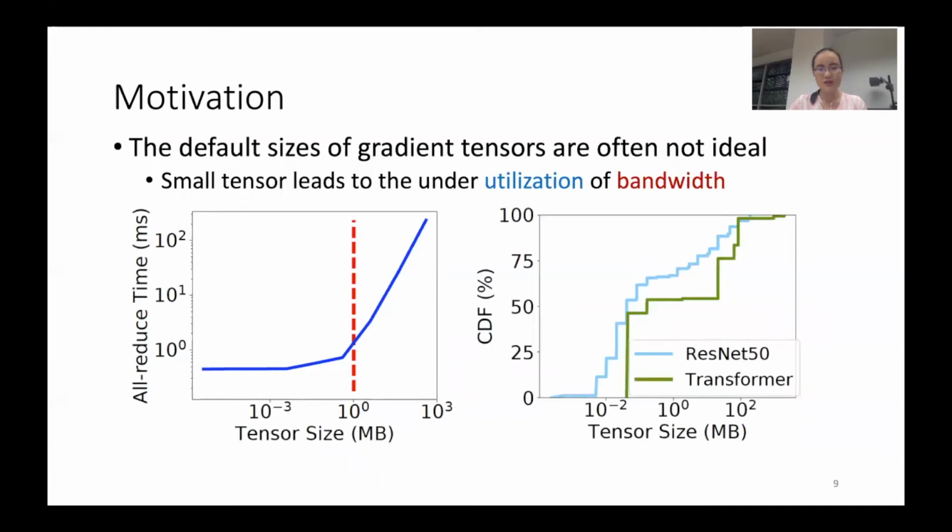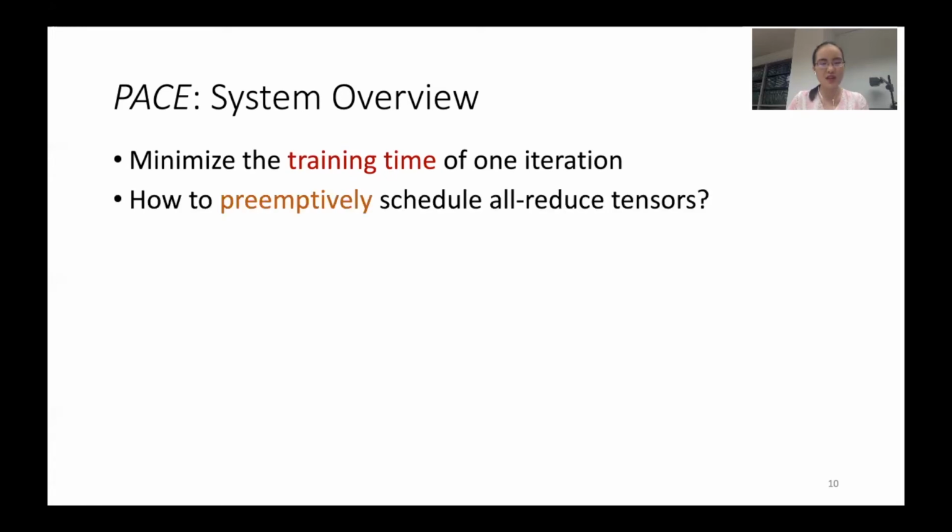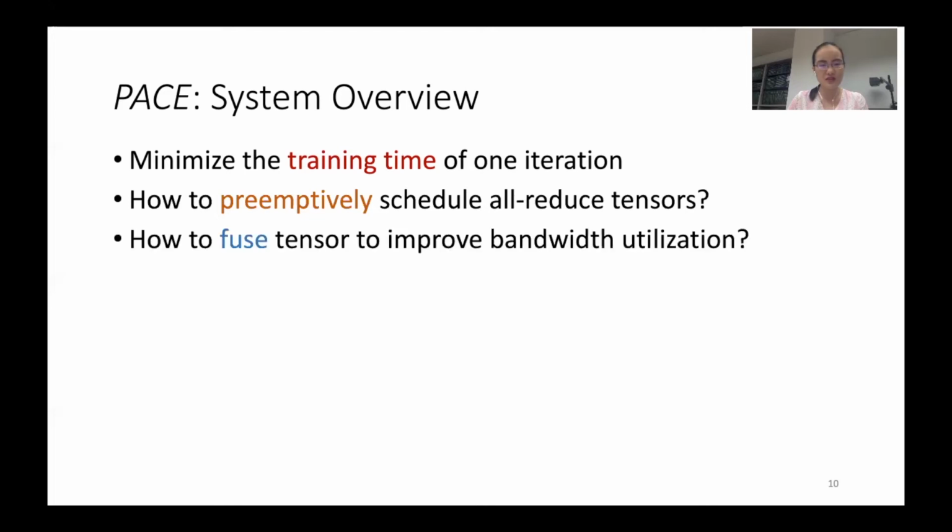And we also show the distribution of the tensor size of two models, ResNet 50 and Transformer. We can find that the tensor size varies a lot even within the same model. So in this work, we propose a system called PACE, and our objective is to minimize the training time of one iteration. So we need to consider the following two questions: how to preemptively schedule the all-reduce tensors, and how to fuse the tensors to improve the bandwidth utilization.